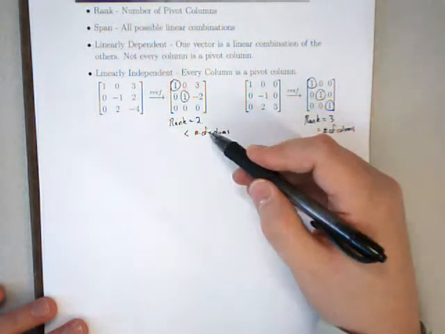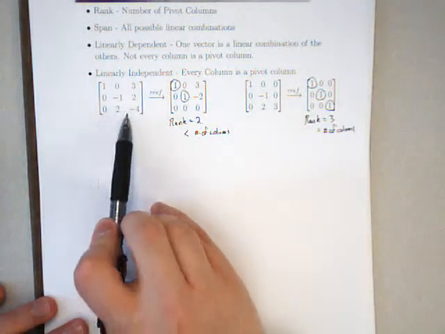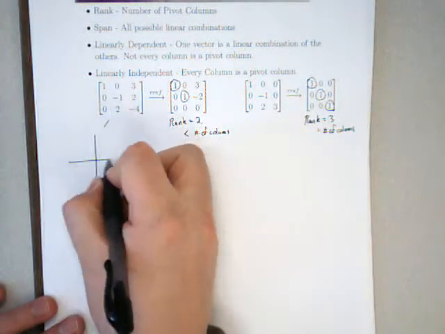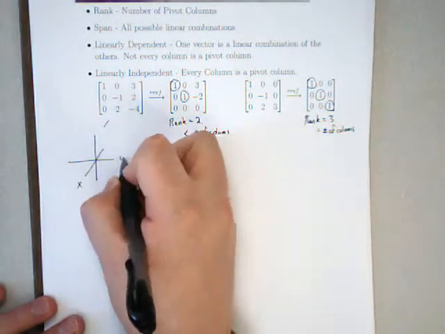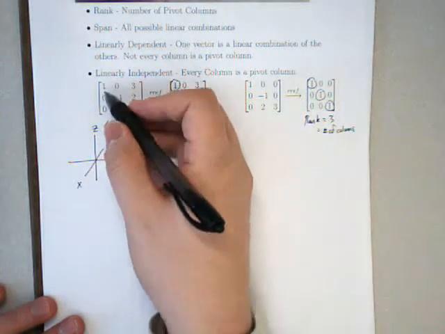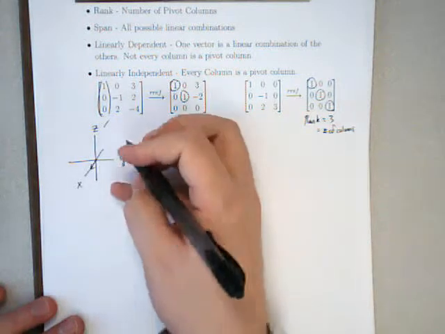We'll discover that the rank equaling the number of columns actually tells us a lot of information about the vectors in the original matrix. So we're going to take this matrix and we're going to draw the vectors in 3D. We've got an x-axis, a y-axis, and a z-axis. Well, in the x direction I need to go 1, so think of this as the vector 1, 0, 0. We'll go 1 in the x direction.